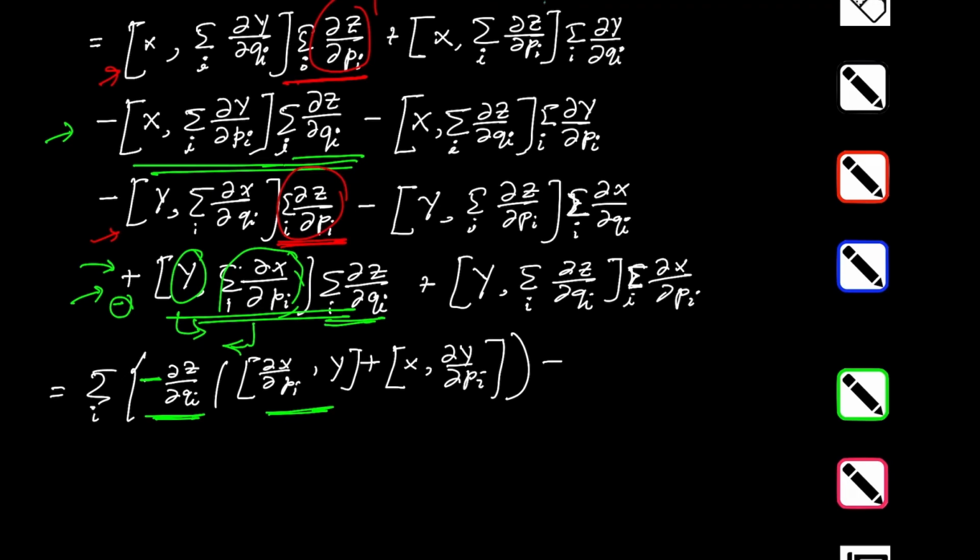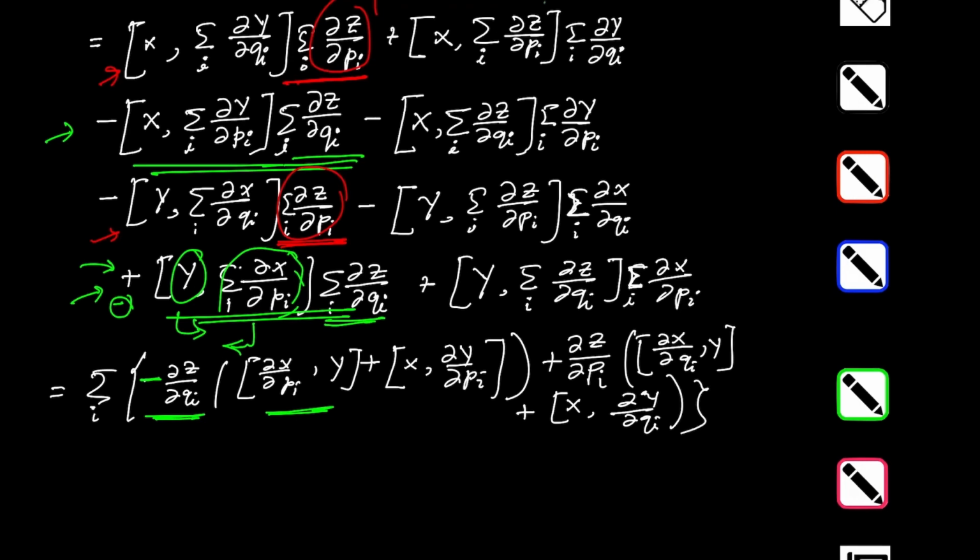Then you will get here plus del z by del pi within bracket Poisson brackets of del x by del qy and y, plus Poisson brackets of x and del y by del qy.